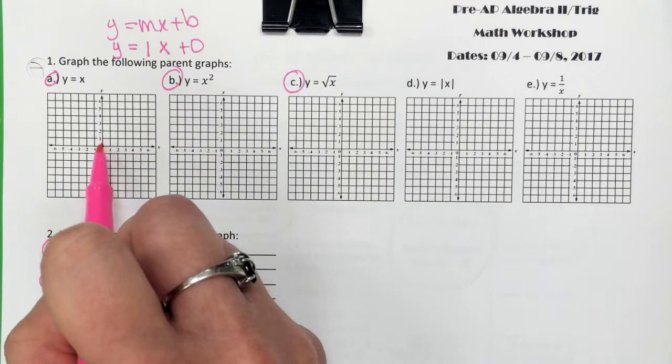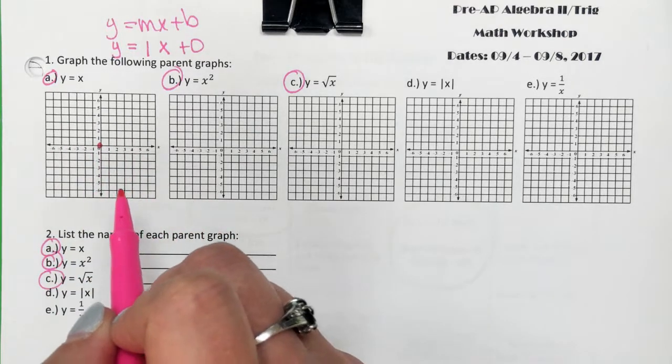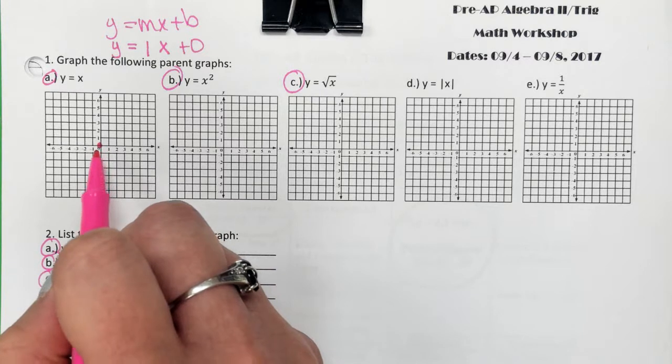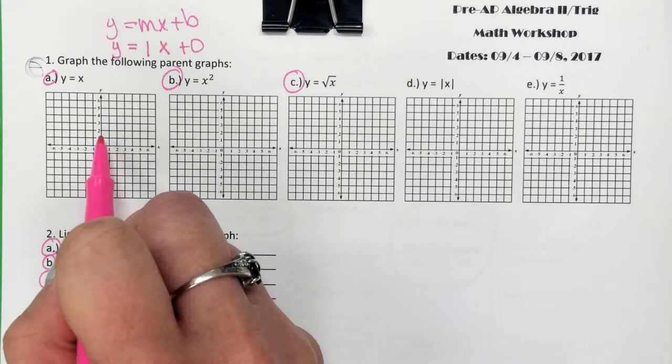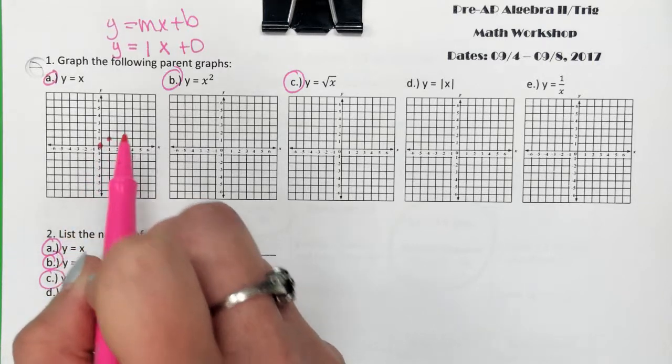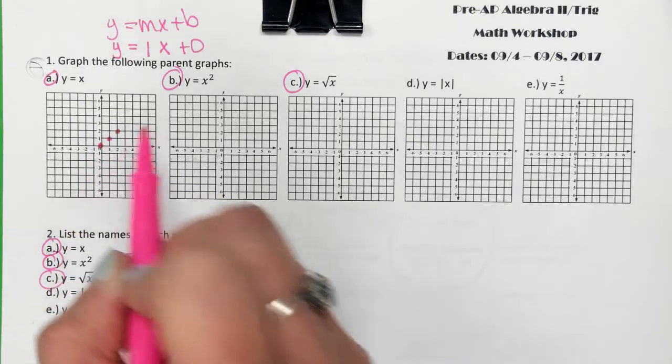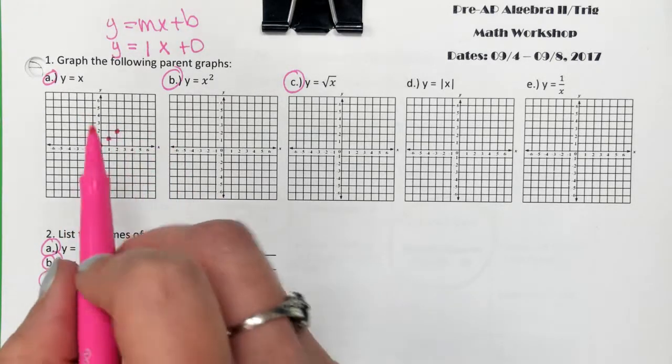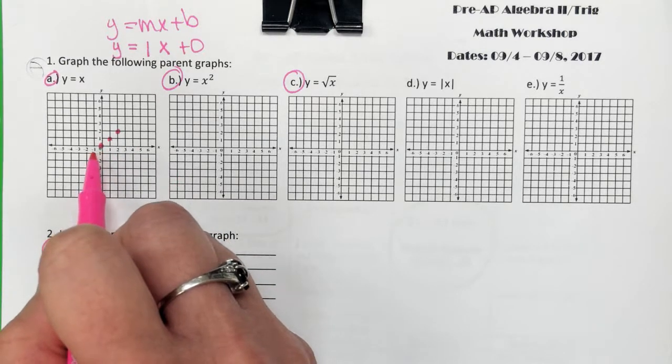At the origin. And then your slope is what? 1. So you're going to go up 1 and? To the right. Don't say over, say to the right, because if you say over, I don't know which way. And what's the opposite of going up 1 and right 1? Down 1 and left. There you go.